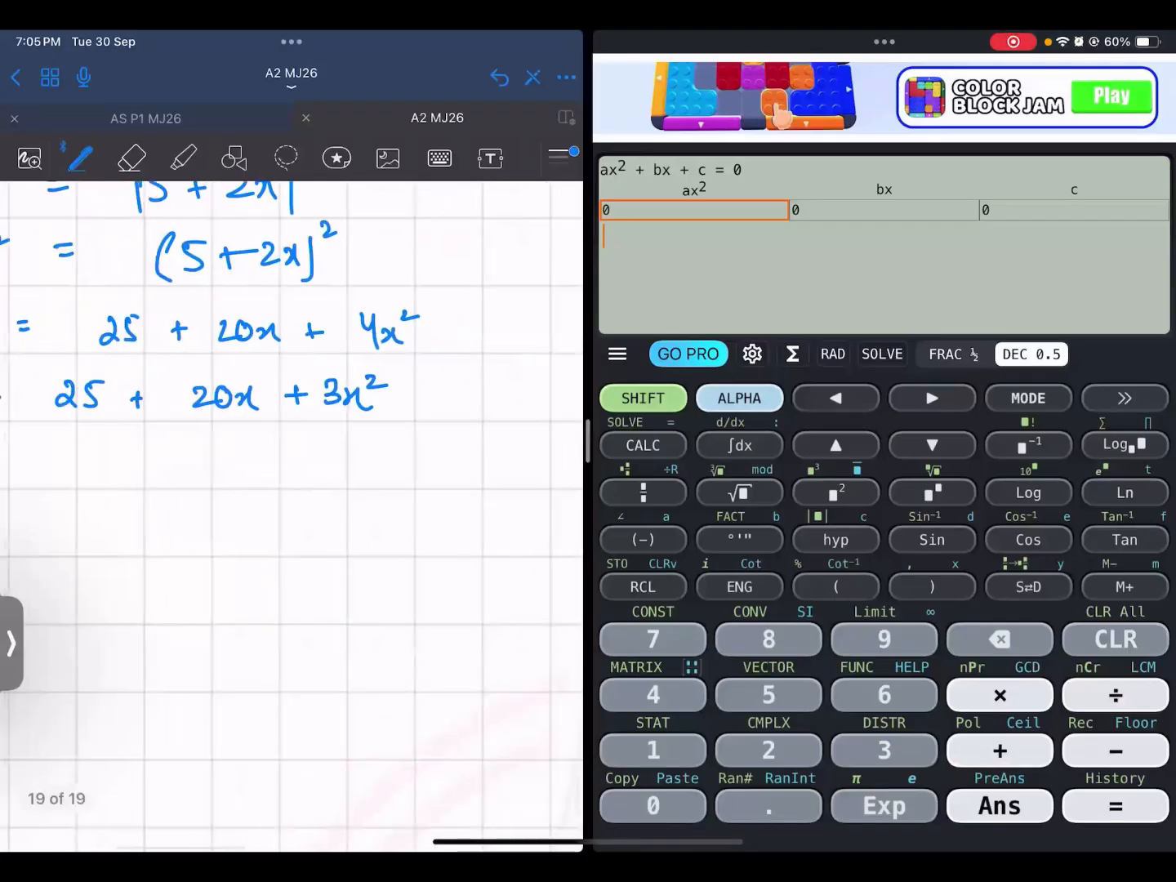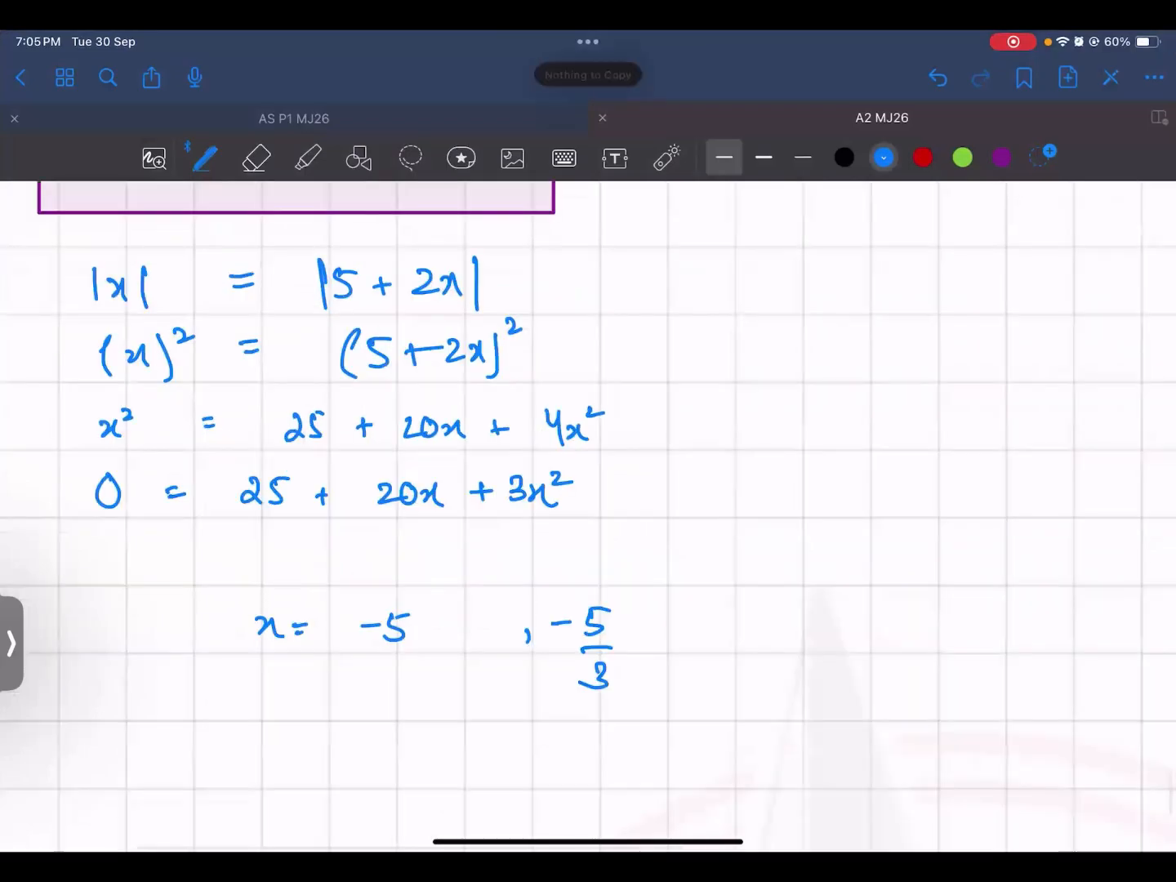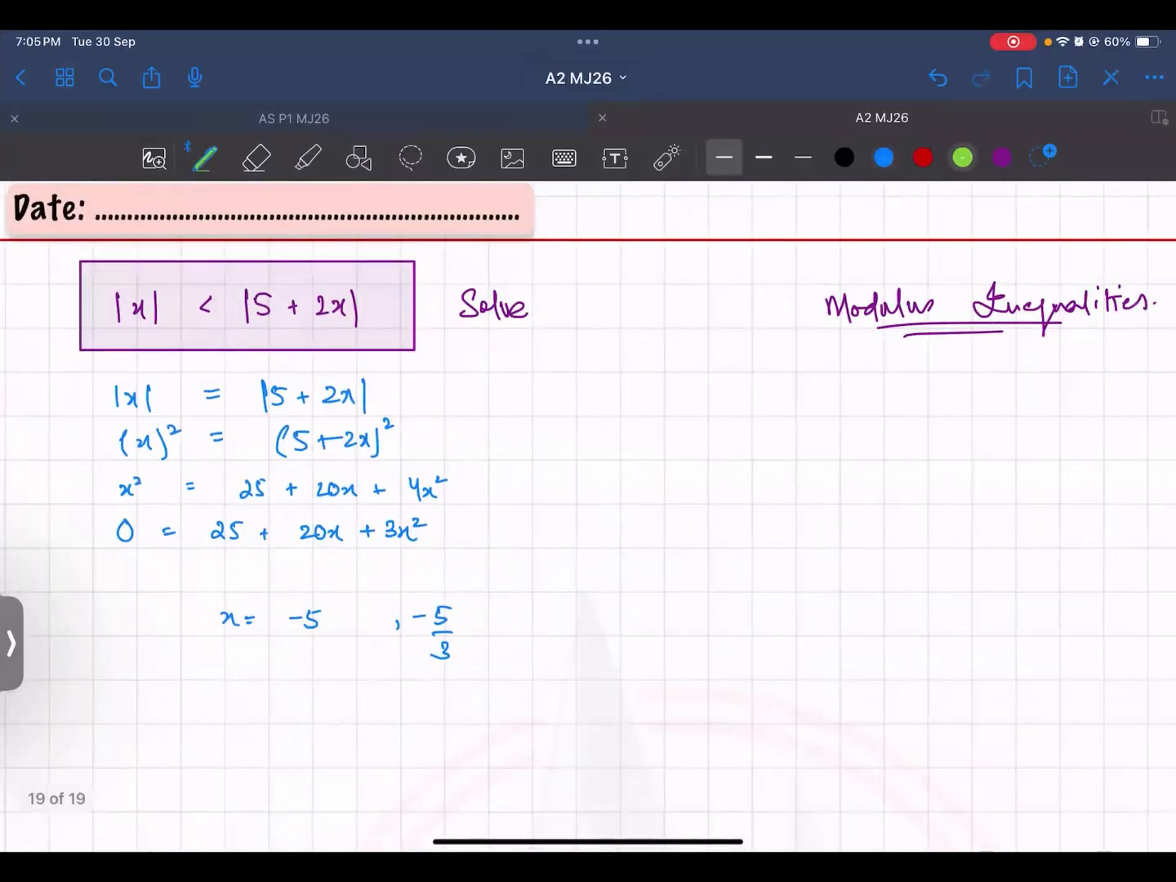3, 20, 25. So your x is coming out as minus 5, and your other value of x is minus 5 upon 3. Now what do you do? You make a basic number line and you draw these two points. Minus 5 is lesser, so minus 5 goes to the left side, and then minus 5 upon 3. Now you make regions on your number line. So this is your region 1, the region to the left of minus 5, the region between these two roots, and the region to the right of minus 5/3.